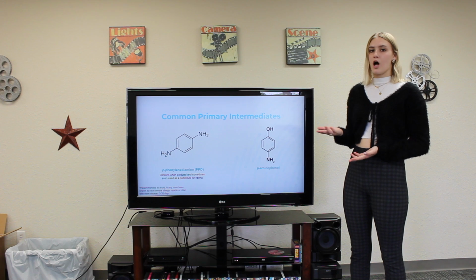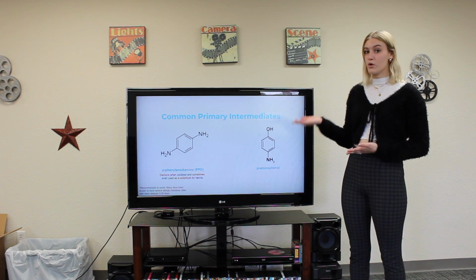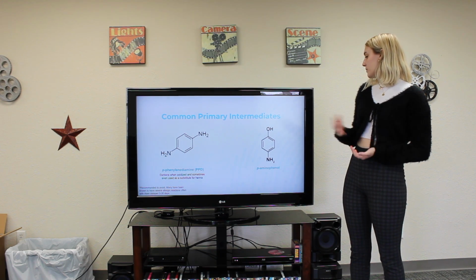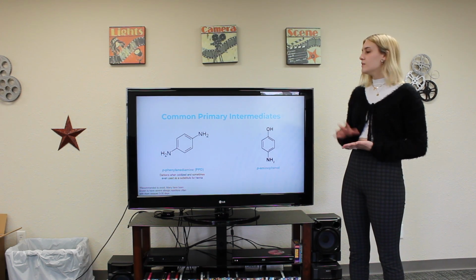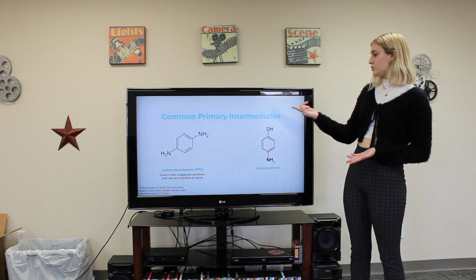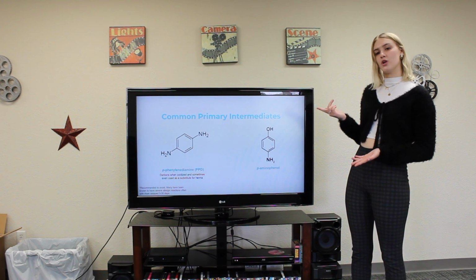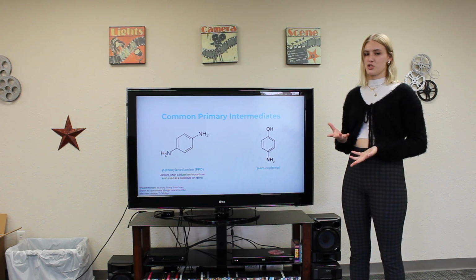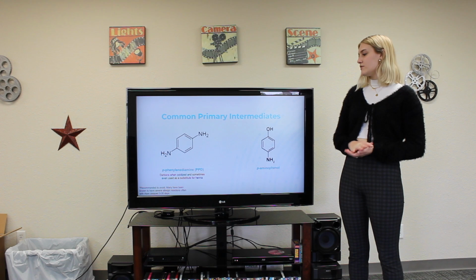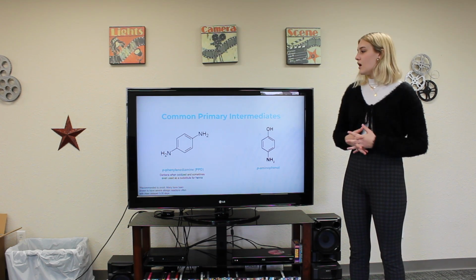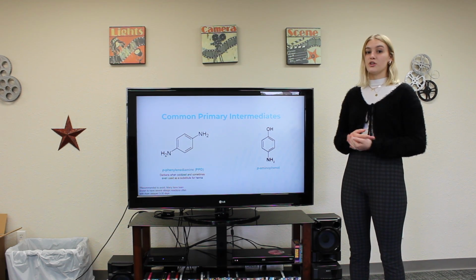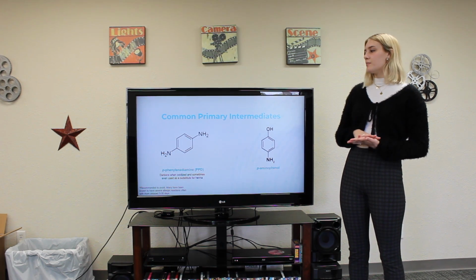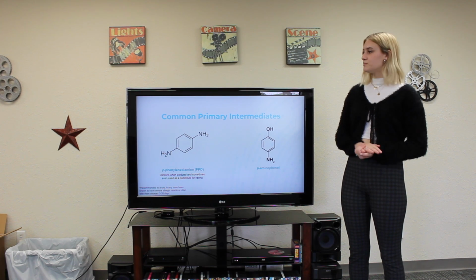So here are a couple common primary intermediates, as we mentioned before: PPD, which is p-phenylenediamine, and also p-aminophenol. As you can see, these are in para positions. We have two NH2 groups and then an NH2 and an OH group. PPD actually darkens when oxidized, as Mary mentioned before, and it's sometimes even used as a substitute for henna. In recent years, it's been found that severe allergic reactions can come from using PPD in hair dye, so a lot of companies have kind of strayed away from using it.